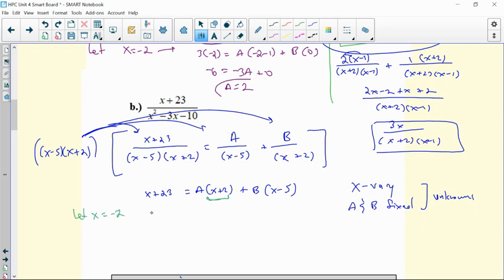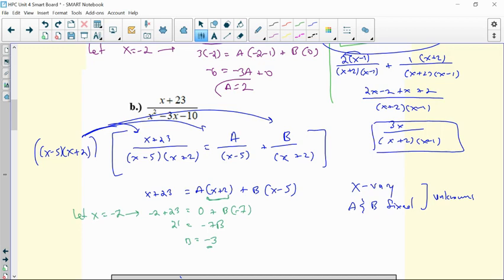So then we say, okay, well, this implies that we have -2 plus 23 equals, the a term goes to 0, and then -2 minus 5 is -7. So we have b times -7. Well, this is 21 equals -7b. So b is equal to -3.